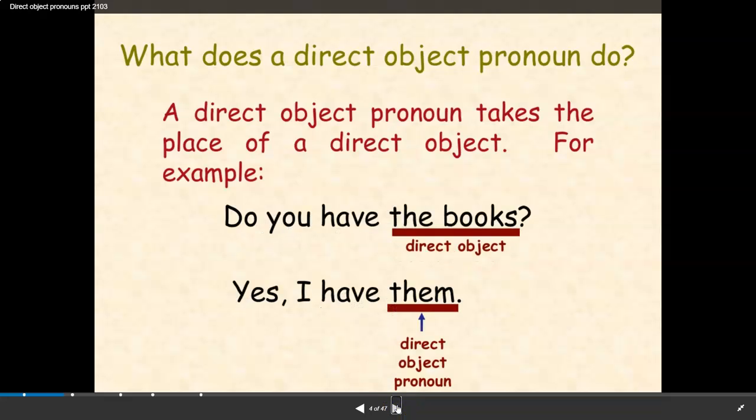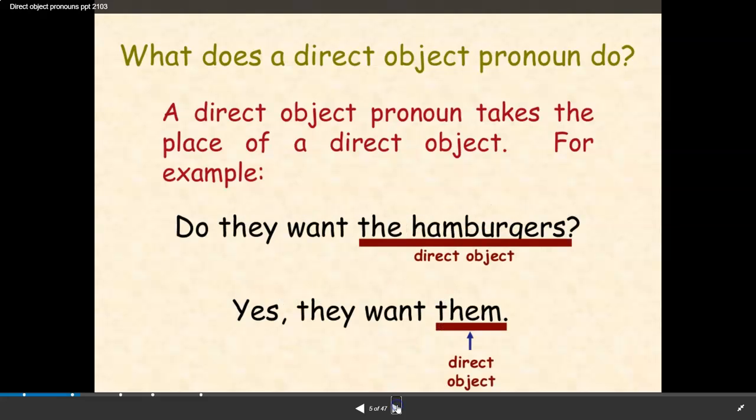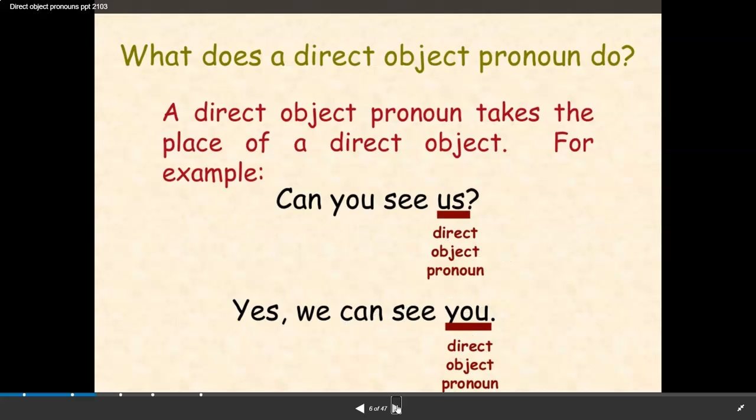Look at this one. What does a direct object pronoun do? It takes the place of a direct object. For example, here's another great one. Do you have the books? With books being the direct object, answering what? Yes, I have them. The direct object pronoun being them. Another one, do they want hamburgers? Yes, they want them.